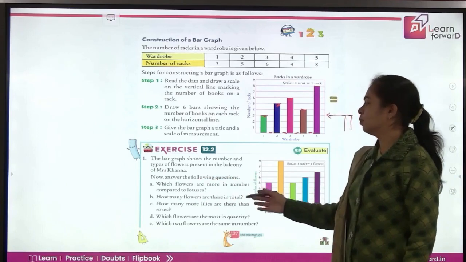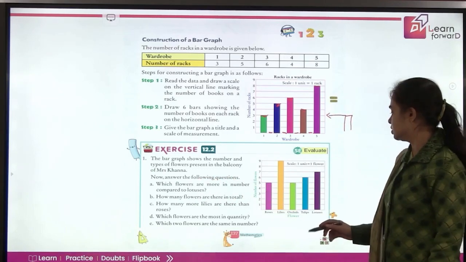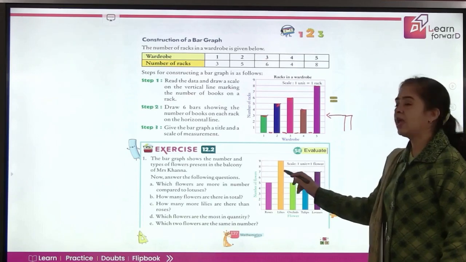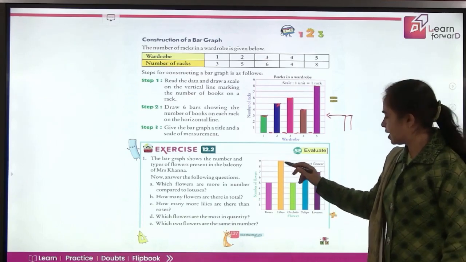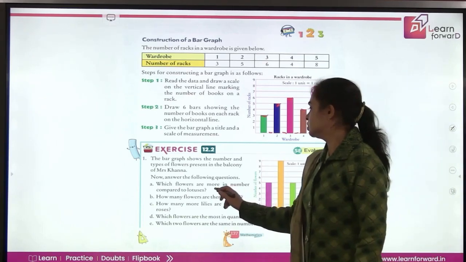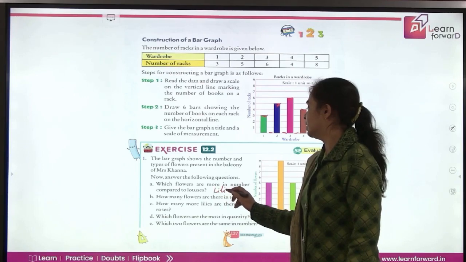Which flowers are more in number compared to lotuses? Here is lotuses. Do you see any flower more than this? Exactly, the lilies. So, this is more. You have to tell the name.